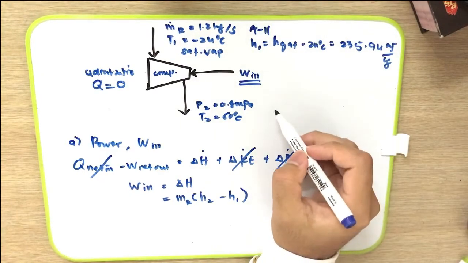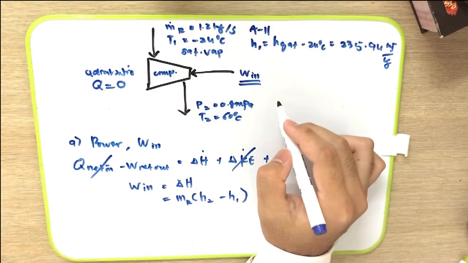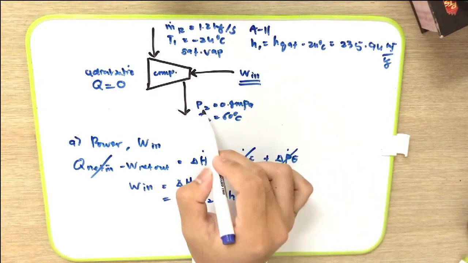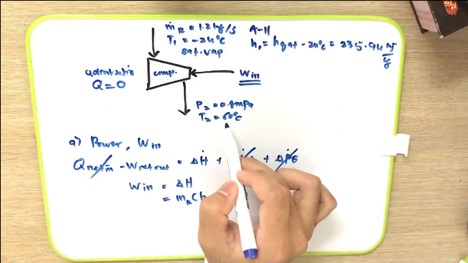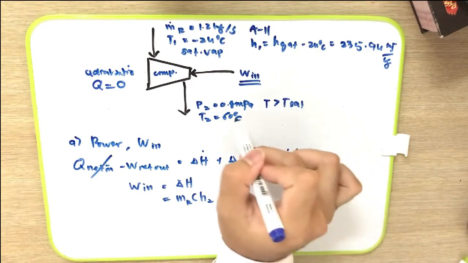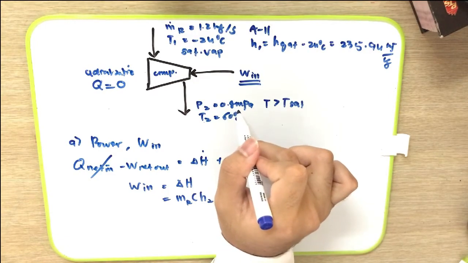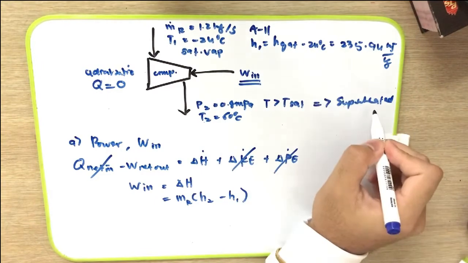For state 2, in order to find the h2, we have to find first the phase. After we have checked at pressure 0.8 megapascal and temperature 60 degrees C, we have found that the T given here is higher than the T saturated at pressure 0.8 megapascal. So that means the phase at this state is superheated vapor.